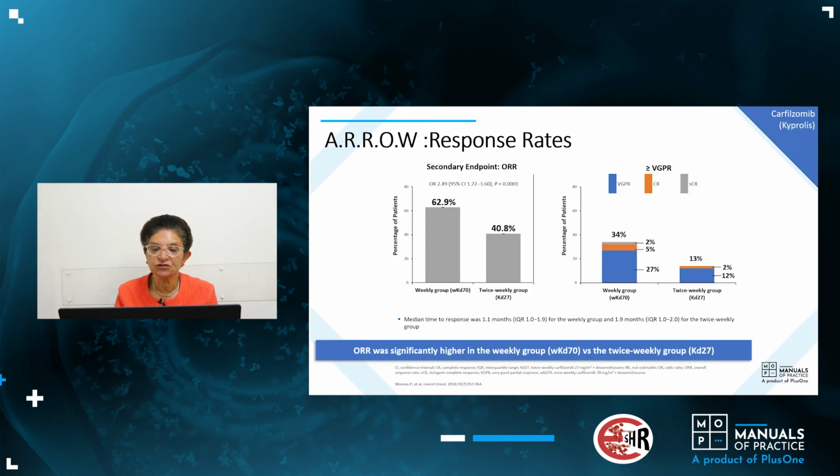Overall response rate was better in the once-weekly versus the twice-weekly group. And the type of response was also better with higher CRs and even stringent CRs. Remember, these are relapsed refractory cases. So better responses, better type of response in the once-weekly group versus the twice-weekly group.